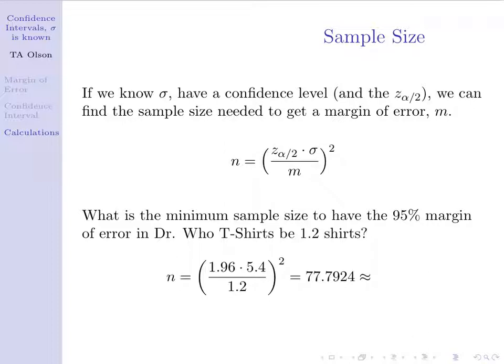Putting this into our rearranged formula, our critical value for 95% confidence is 1.96. Our standard deviation was 5.4, that hasn't changed. The margin of error we want is 1.2. We multiply the first two, divide by this one, then square that whole business, and I get 77.7924, which we then round up to have a sample size of 78. This is going to guarantee a margin of error of 1.2 shirts or less for 95% confidence.